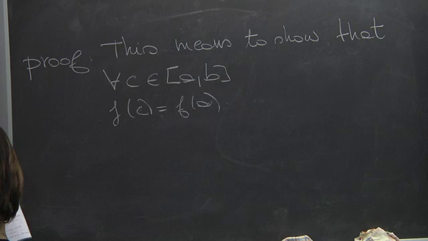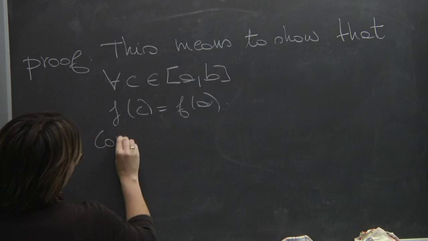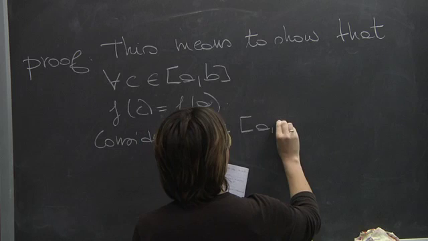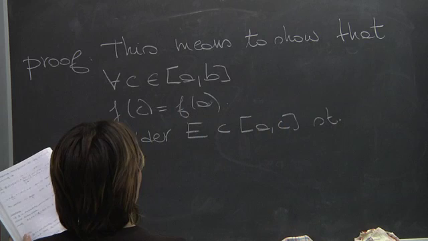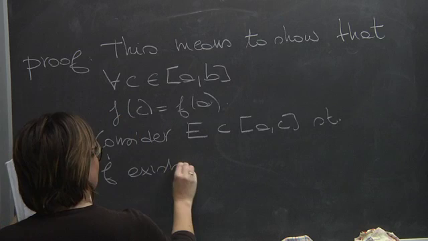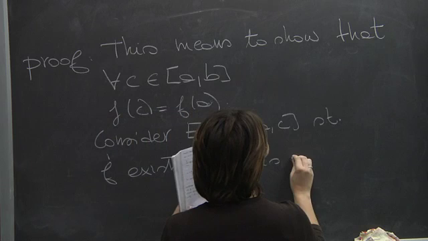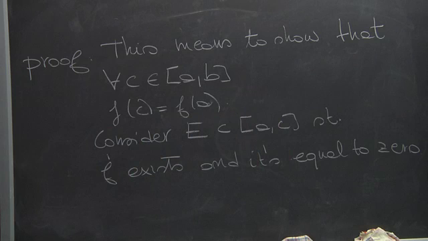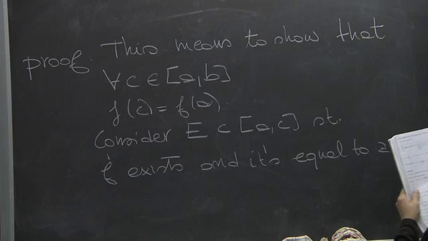Okay, so consider the set E. It is a subset of AC such that f prime exists and is equal to zero. So it's true almost everywhere that we consider this set here. Then we fix a point x in this set E. So let x be a point in E.